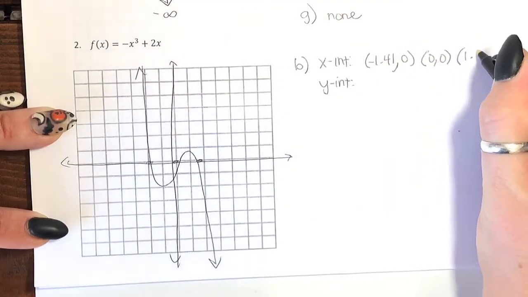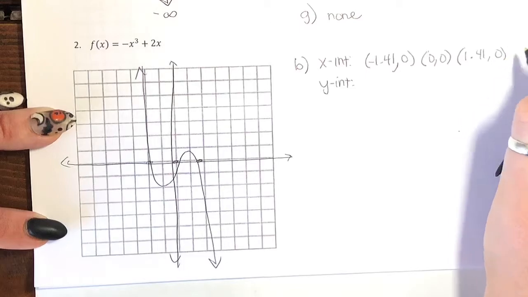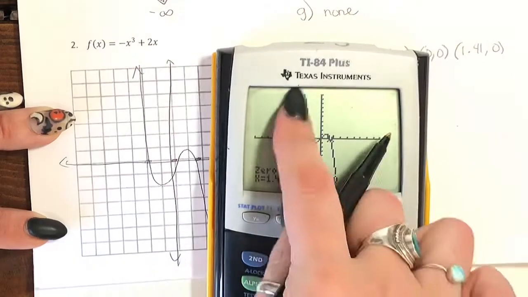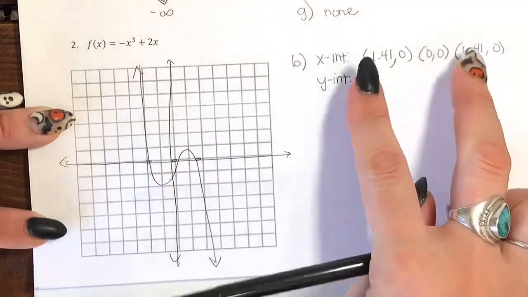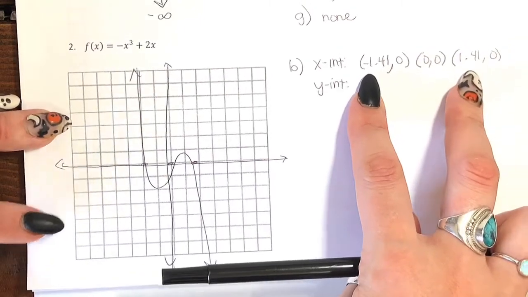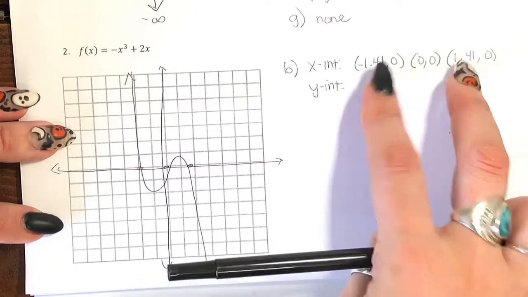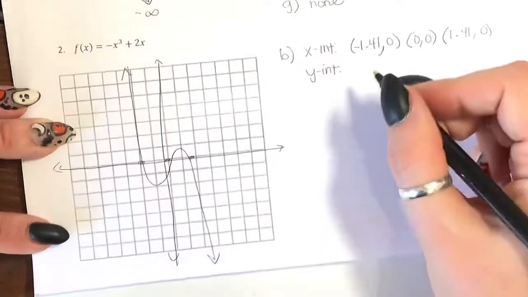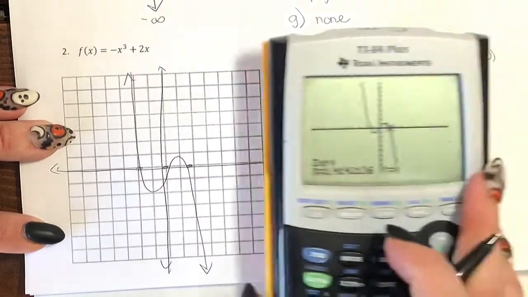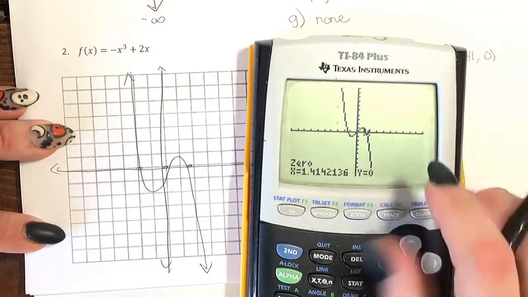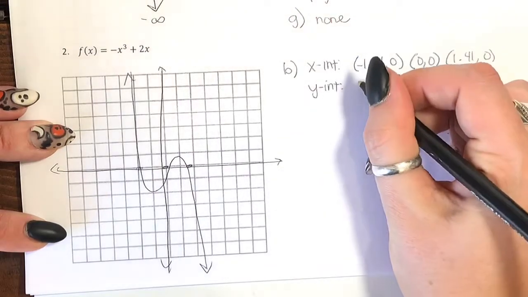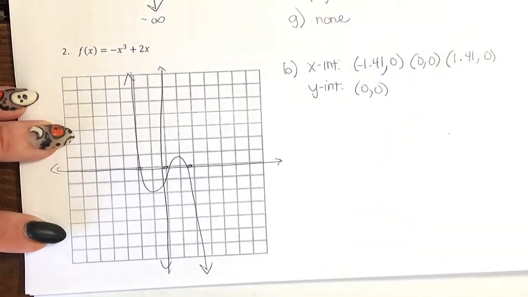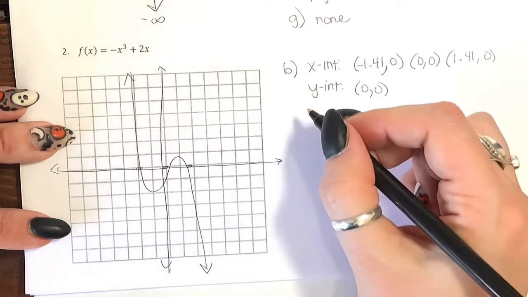So you'll see a lot of times on these odd shaped ones that have that odd symmetry that your intercepts are going to be kind of reflections of each other. We have a negative and a positive, so that happens quite a bit. And then our y-intercept we also know already because it was just going through 0, 0, which was that middle x-intercept. So 0, 0. So we're done with our intercepts.